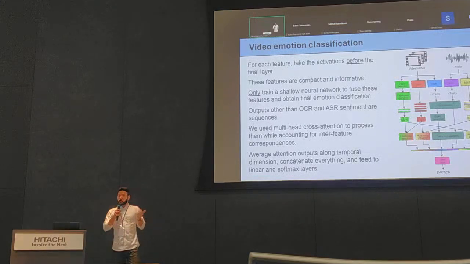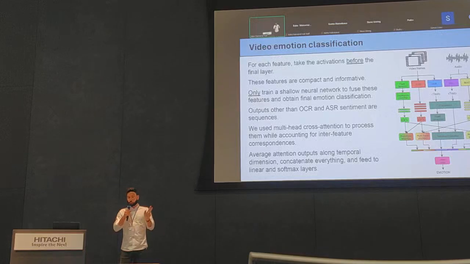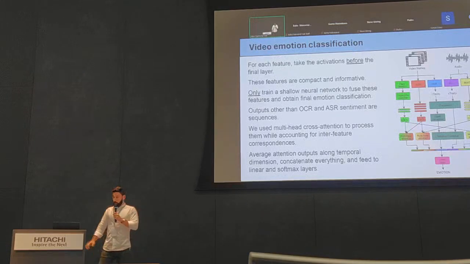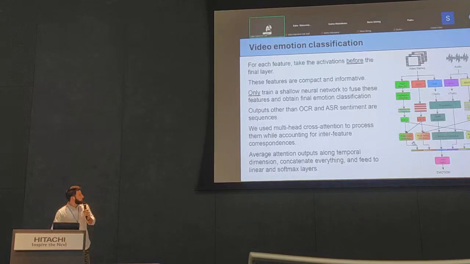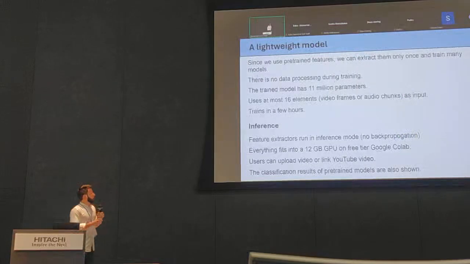But I use multi-head attention. I took the sequences in pairs of two, and you can see my mouse here. I combine them using multi-head attention. For the sentiment classifier result, it's only one vector anyway, so there is no need. And in the end, I take the average attention output along the temporal dimension, concatenate everything, and feed it to a linear and softmax layer to get the final classification.